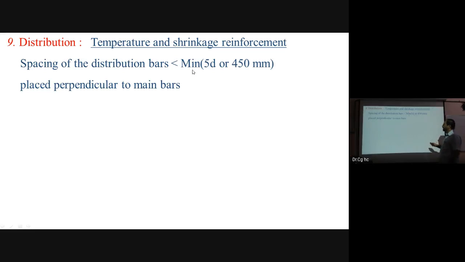The spacing. This distribution bar is placed perpendicular to the main bars.